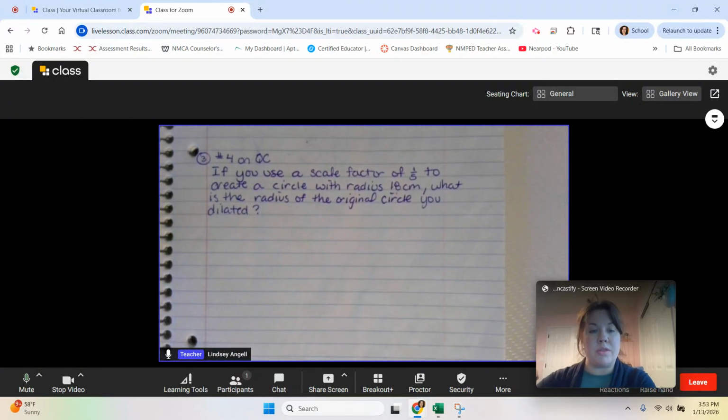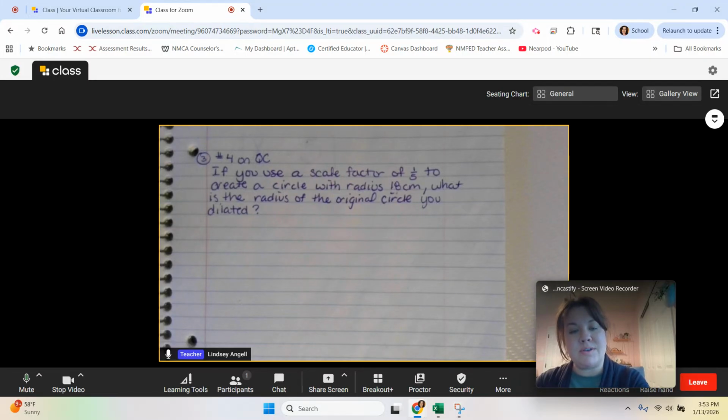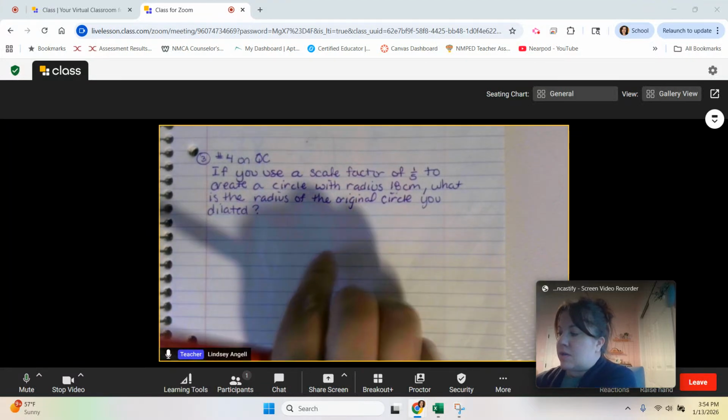Our third example, which is number 4 on your quick check. If you use a scale factor of 1/5 to create a circle with a radius of 18 centimeters, what is the radius of the original circle you dilated? You might freak out for a second because of the fraction, but it's really not that bad.